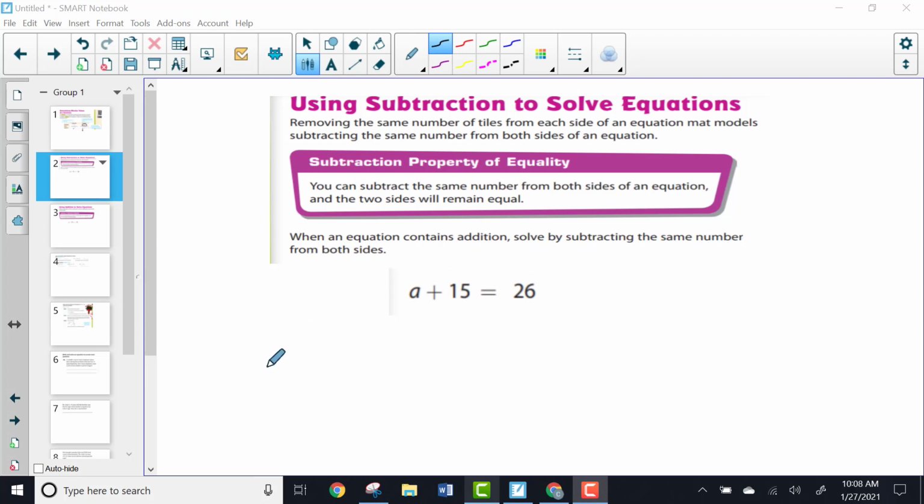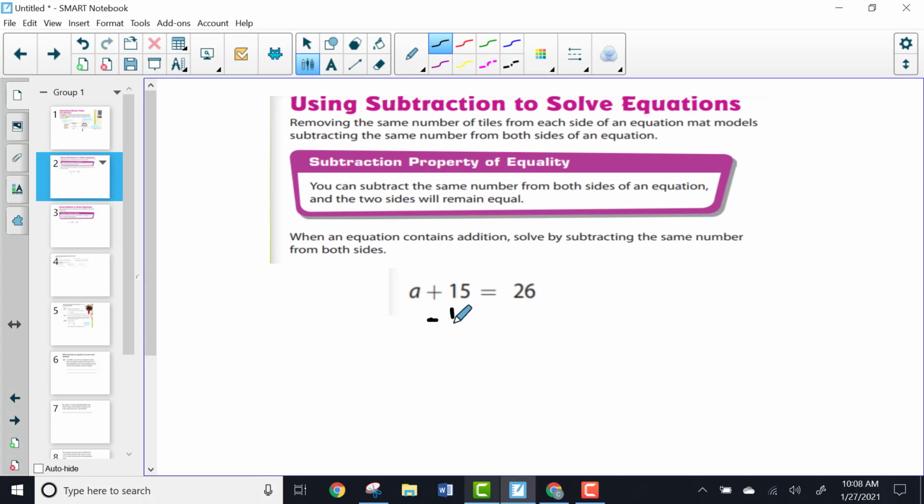So let me show you how to set this up. And this is how I want you to set this up as well. Even though you may be able to do this in your head, it is very important that you set it up this way. Now, we have a plus 15 equals 26. Now to solve for a, or find the solution, you want to take the inverse operation. Okay? The inverse operation of addition is subtraction.